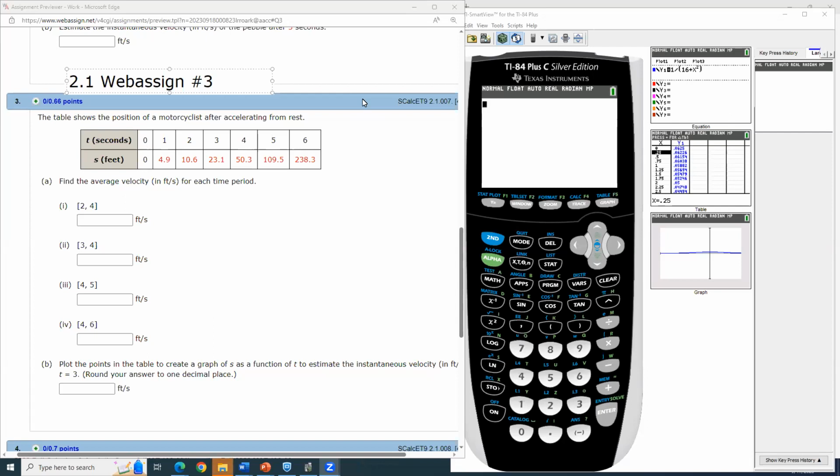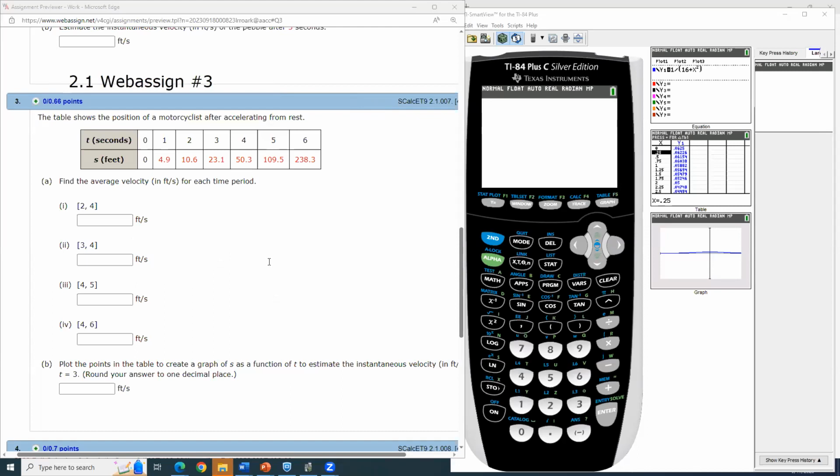Okay, so first things first, let me show you what we can use to help us with number 3, to see how this is going to appear versus a problem where they give us an equation. So number 3, they don't give us an equation. It says the table shows the position of a motorcyclist after accelerating from rest. So it says after 0, 1, 2, 3, 4, 5, 6 seconds, and this is how many feet they've traveled. Okay, so you can kind of picture a motorcycle accelerating, right? After 6 seconds, it's gone 238 feet.